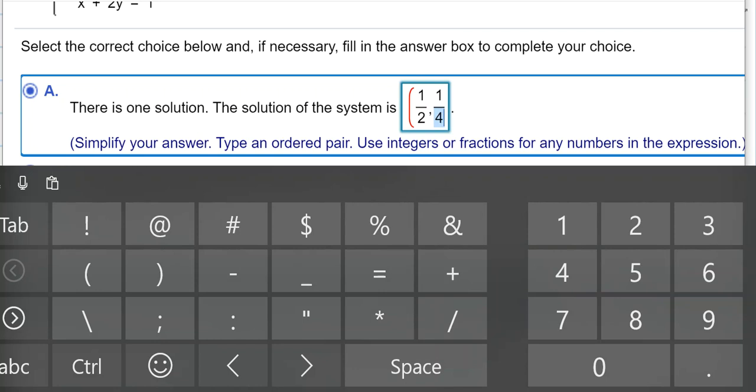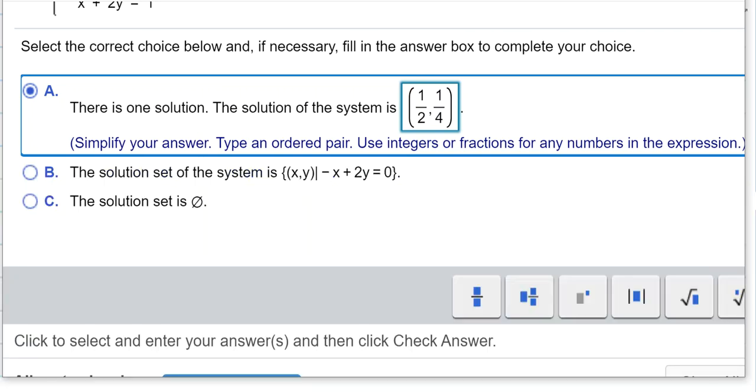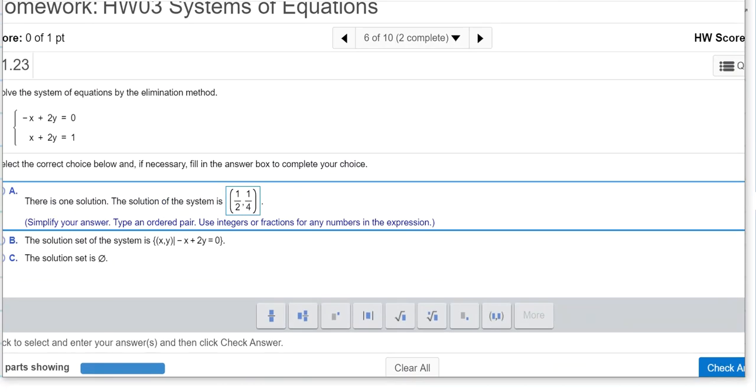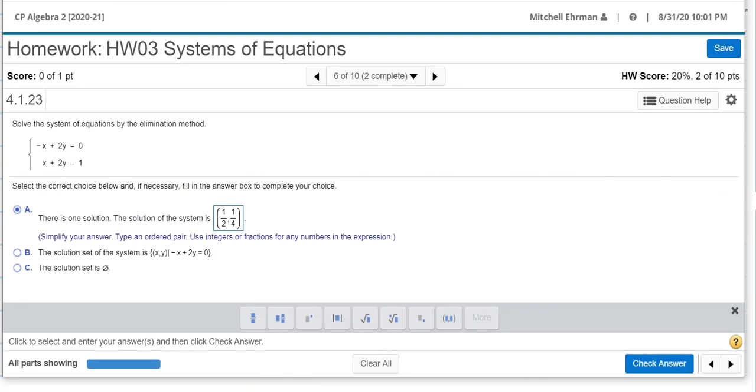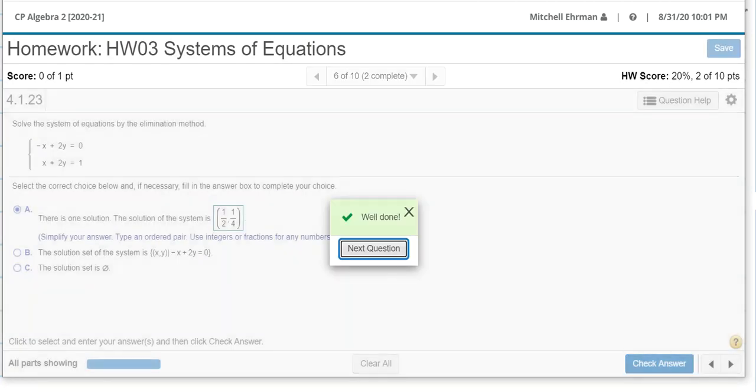So I'll use my arrow keys now to jump out of that fraction. You can see my cursor is active on the outside. I must close the ordered pair with another set of parentheses. And now we've got a solution that I think would work just fine. X value of 1/2, y value of 1/4. We did use fractions to represent our numbers. And now when we check our work, it looks like we've got credit.